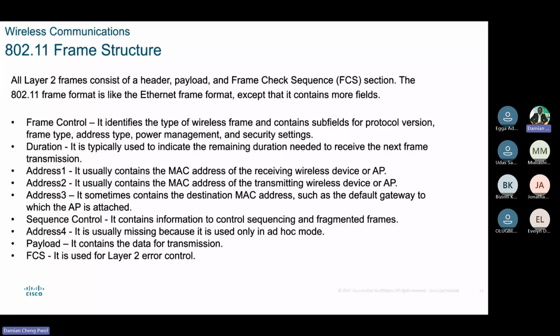So what do we mean by some of those fields? We'll look at a picture that provides a structure for a frame, and let's look at each of those areas within the frame structure. The first one is the frame control. It identifies the type of wireless frame and contains subfields for protocol version, frame type, address type, power management, and security settings. That is frame control. Then duration, which is typically used to indicate the remaining duration needed to receive the next frame transmission.